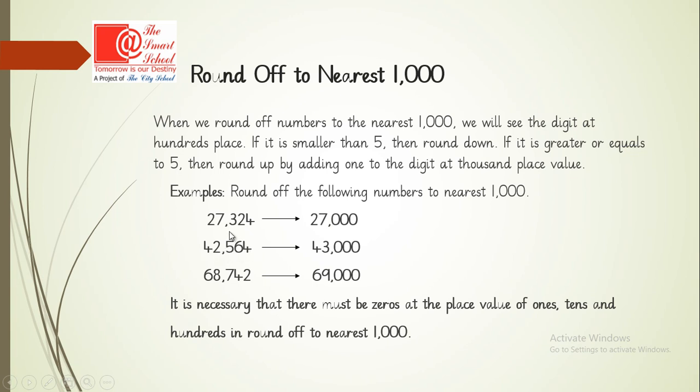42,564. 5 is at the place value of hundreds. So it will round up. So 1 will be added to 2. So it will be 43. So the answer is 43,000.